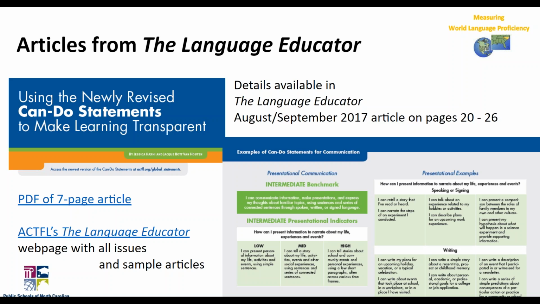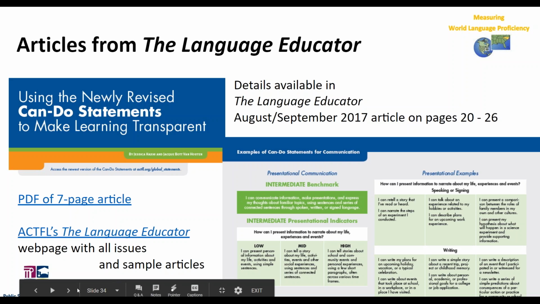So in August and September of 2017, there was an article specifically on using the newly revised can-do statements to make learning transparent and to really look at some scenarios where can-do learning and formative assessment obviously was going on. So I've linked here that PDF of that 7-page article, but I've also got links to the ACTFL website where you can download it yourself. You just have to know that it was in August and September of 2017.